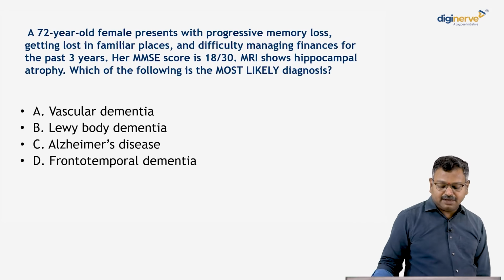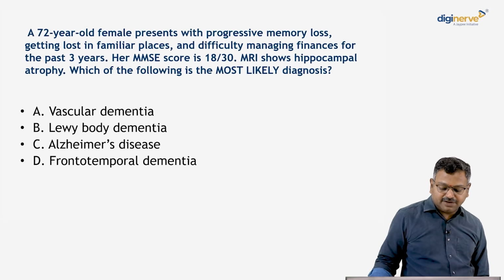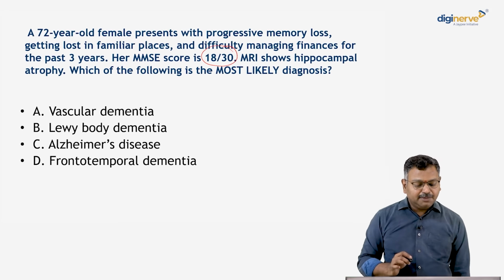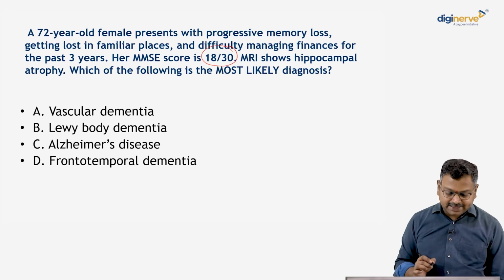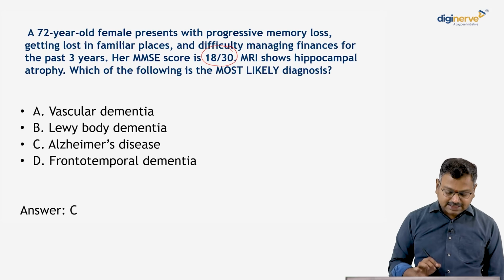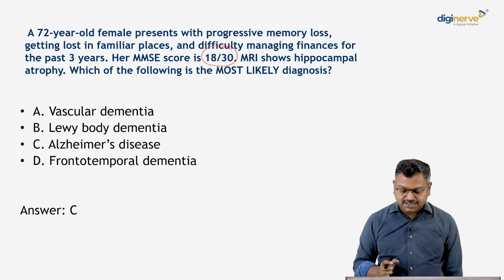A 72-year-old with progressive memory loss, getting lost in familiar places, difficulty in managing finances, of 3 years duration. MMSE is 18/30. Hippocampal atrophy is seen. What is the diagnosis? Vascular, Lewy body, frontotemporal, or Alzheimer's? These are the classical features of Alzheimer's dementia.